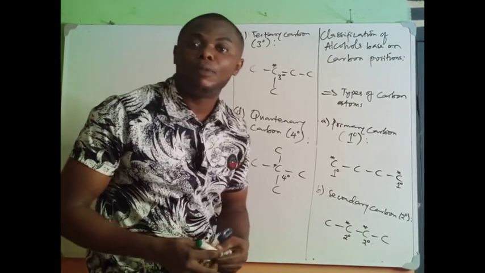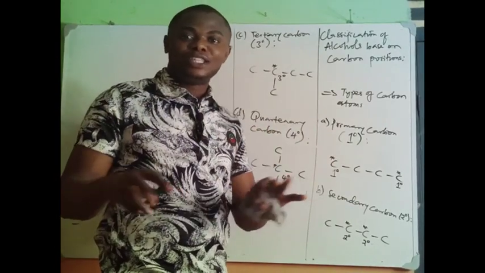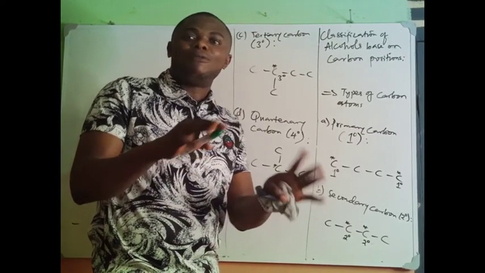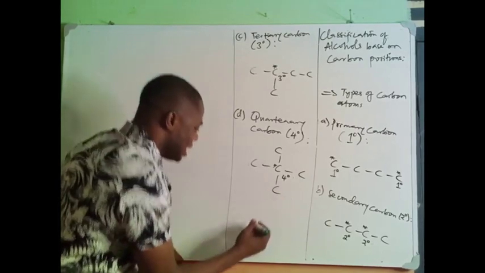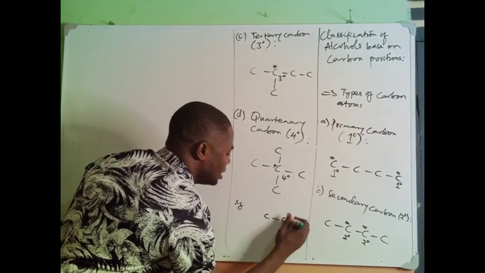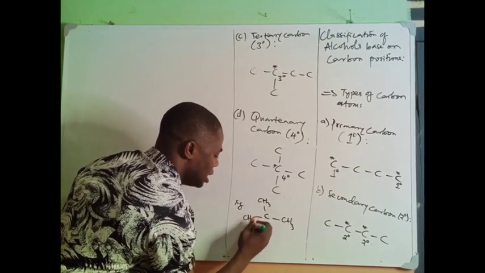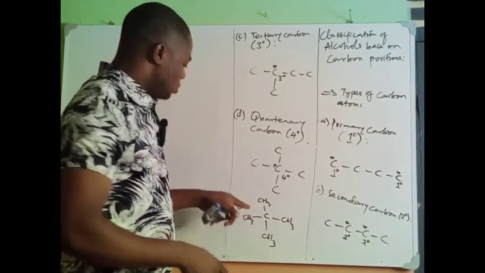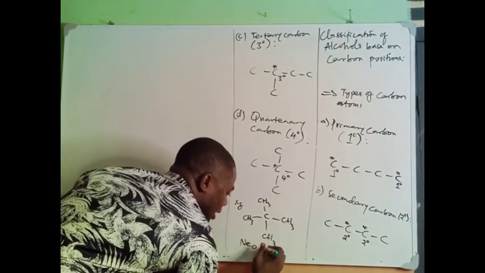We have quaternary carbon, but we don't have quaternary alcohol because carbon is tetravalent in nature. So there is no other space for attachment of OH. That is why we don't have quaternary alcohol. Quaternary carbon is already fully attached. That is why when you have an alkane, for example, that is attached by 4 things like C, CH3, CH3, CH3 here, and CH3 here, we call it neoalkane. This one is neopentane.